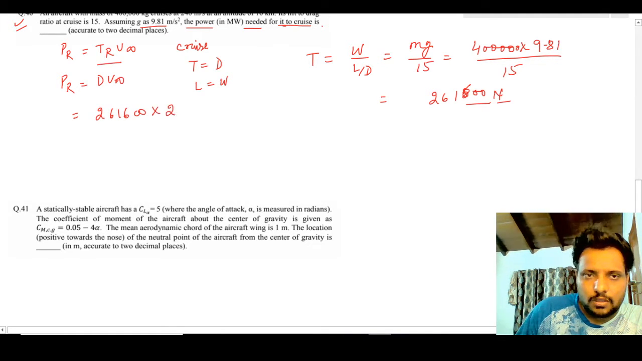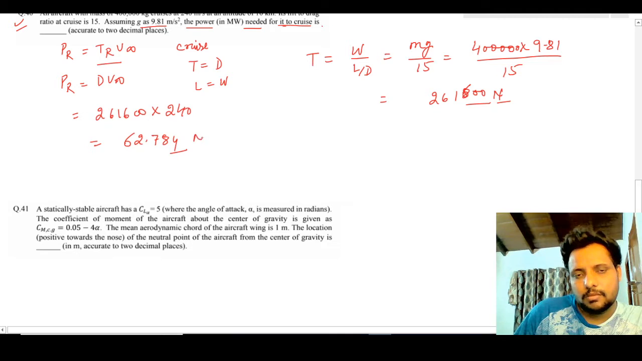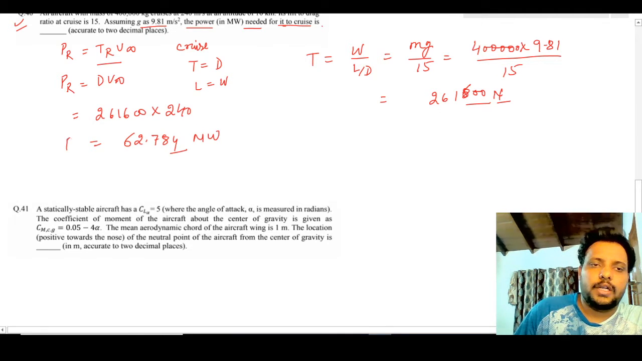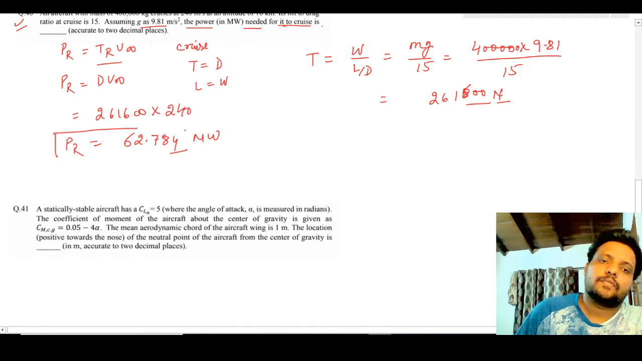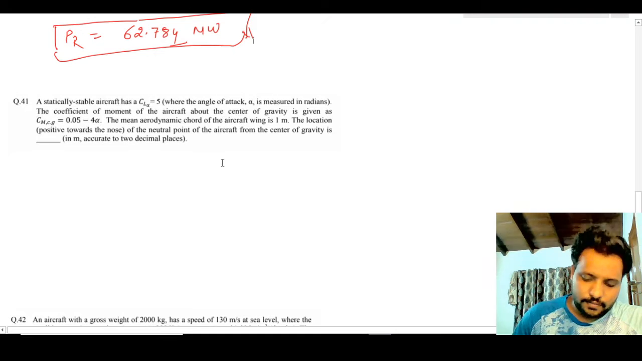So power required in this case is 261600 into 240. If I solve it, it gives me the value of 62.784 megawatt, which is the power needed for the given numerical in this particular case. So question number 40 answer is 62.784 megawatt.